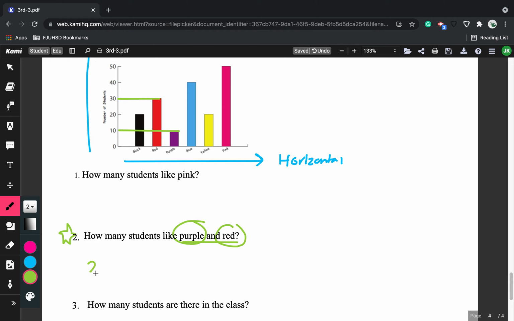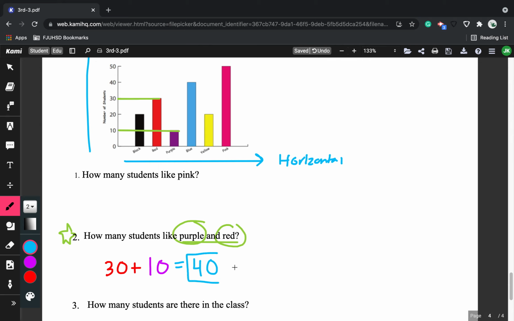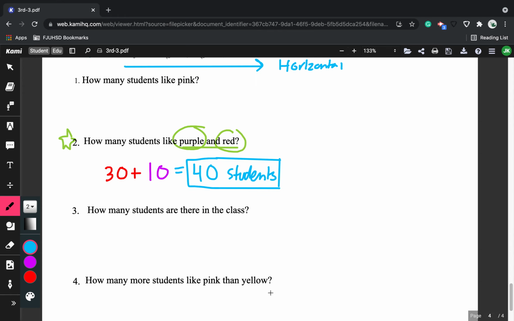So that means 30 people like red plus purple people are 10. And we add, because we're finding out how many students like purple and red. So we're combining red and purple together, basically adding. And 30 plus 10, you should know this already, is 40. So you always write the units. This is students, because they're asking about how many students. And box your answers and show your work.